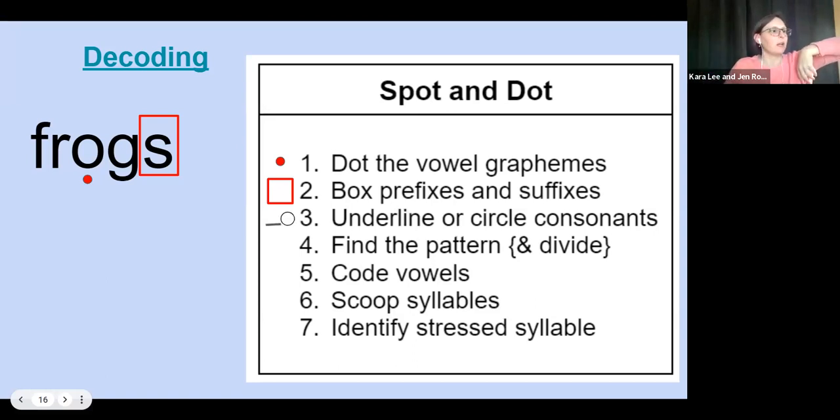Okay. So I'm going to underline or circle consonants. Okay. Well, I can underline here. There's nothing to circle, but I can underline those single letter graphemes that are consonants, right? Those get an underline.